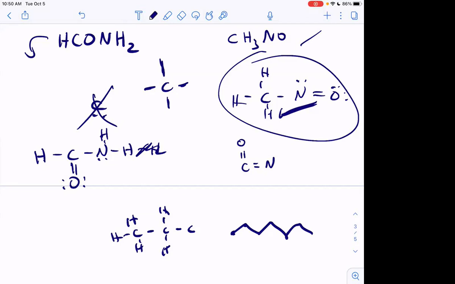Yeah, there's no way to do that one. So yeah, look for carbon to have 4 bonds. Look for nitrogen to have 3. Go ahead.